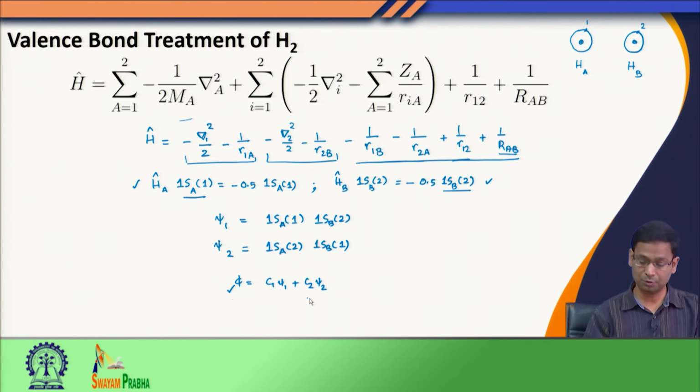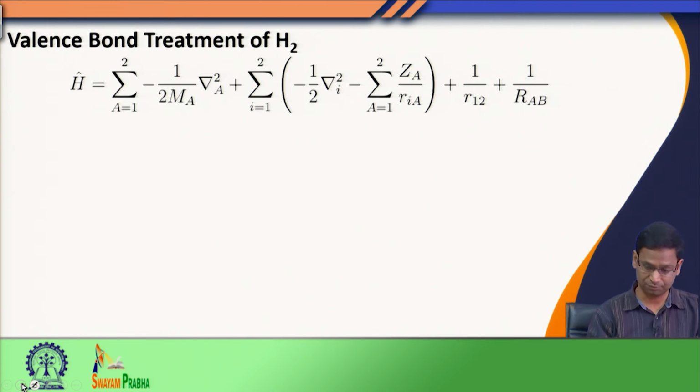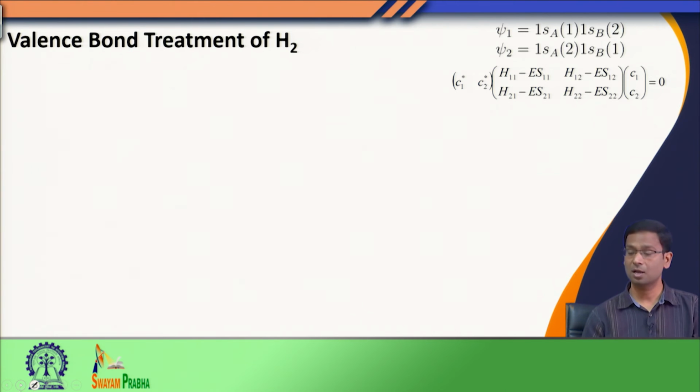So, now we have come to a situation where our trial function is a linear combination of two functions, and we know that when this is the case, all we have to do is solve this secular determinant. So, that means we have to construct this 2 by 2 matrix, because my trial function is a linear combination of two functions. So, therefore, the matrix that I would have will be a 2 by 2 matrix.